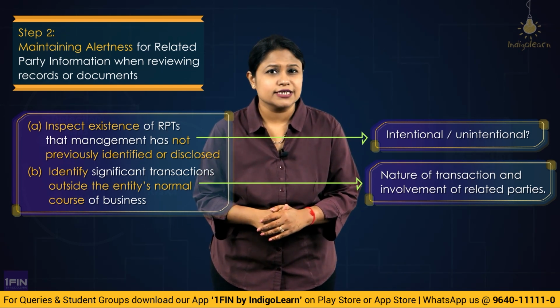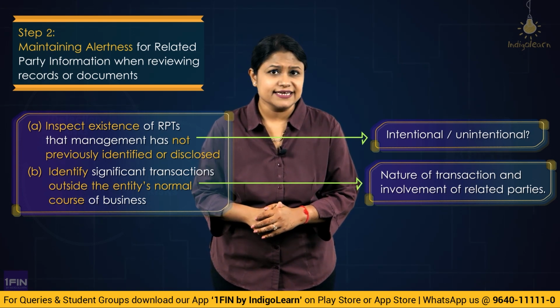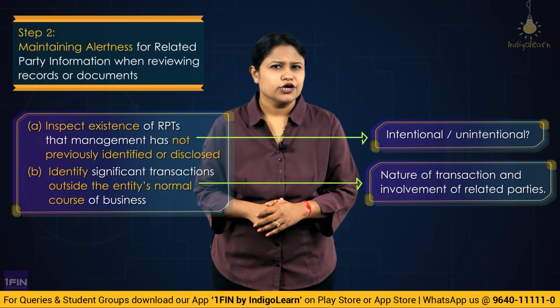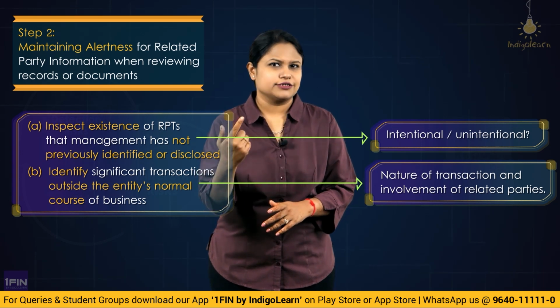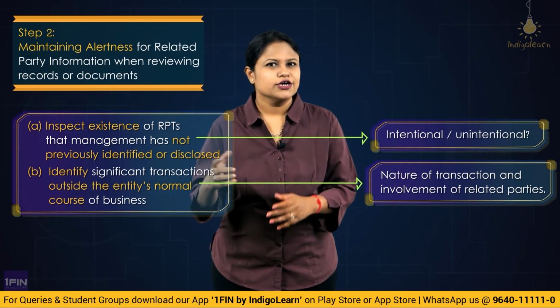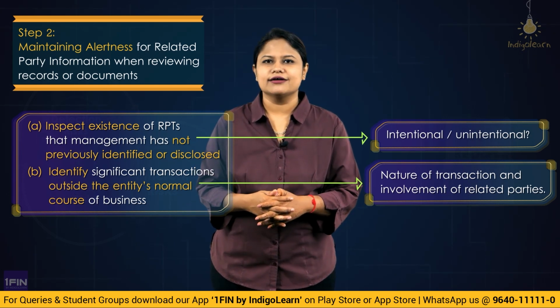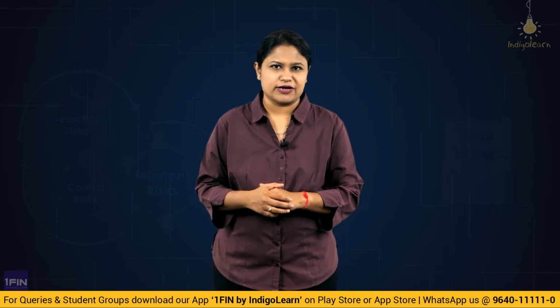Because if a related party is involved, the risk of material misstatement will be high. And in that case, there could be a possibility of some kind of circumvention, circulating of some kind of money, siphoning of funds, or manipulation, because of which you need to be alert during the audit. So what have we done? Two risk assessment procedures so far.